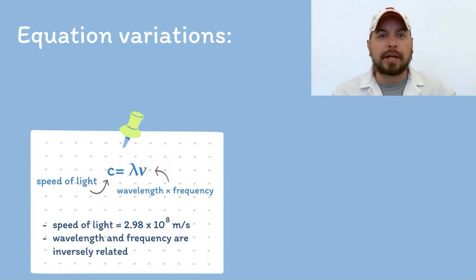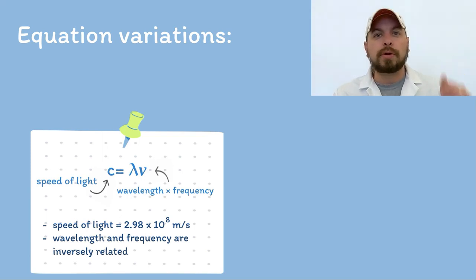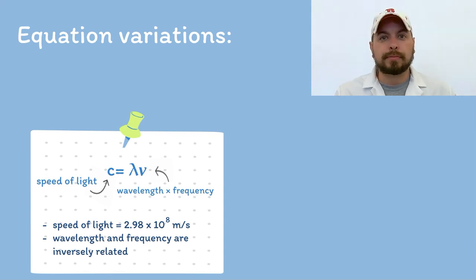Now, if we're going to analyze this equation a little bit further, keep in mind the fact that because wavelength and frequency are both on the same side of the equal sign, they're inversely related, which means as the frequency goes up, wavelength comes down, and as frequency goes down, wavelength goes up.